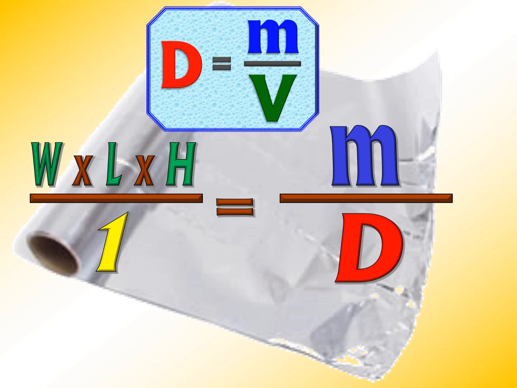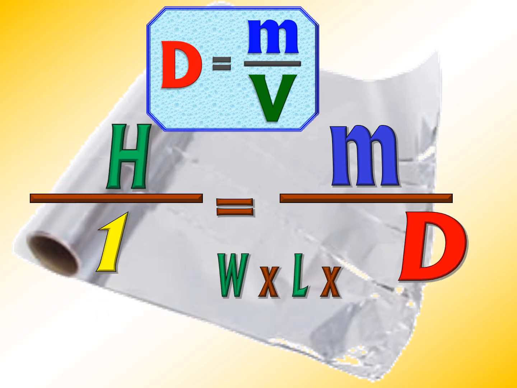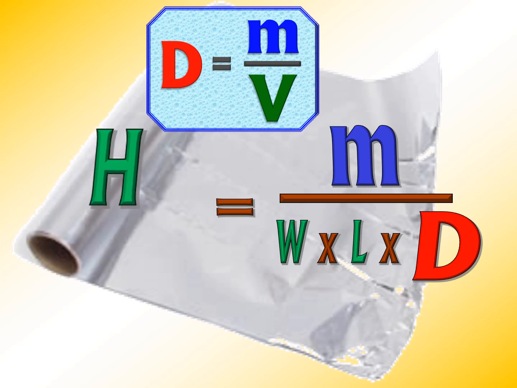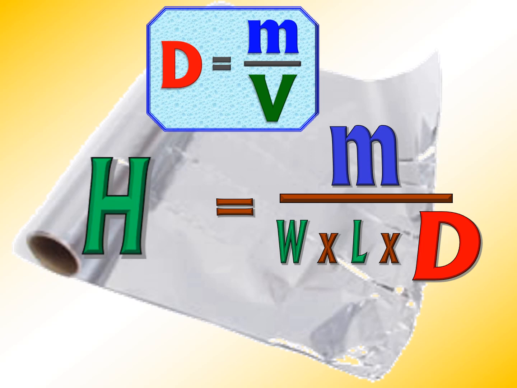And we can measure the width and the length, so we want to get them on the other side. So if we divide both sides by width and length, we wind up with this. And now we can just get rid of that one denominator because it doesn't change things. And this is actually the equation that we're going to use to solve for the height or the thickness of the aluminum foil. Remember, the thickness is one of the 3 dimensions.